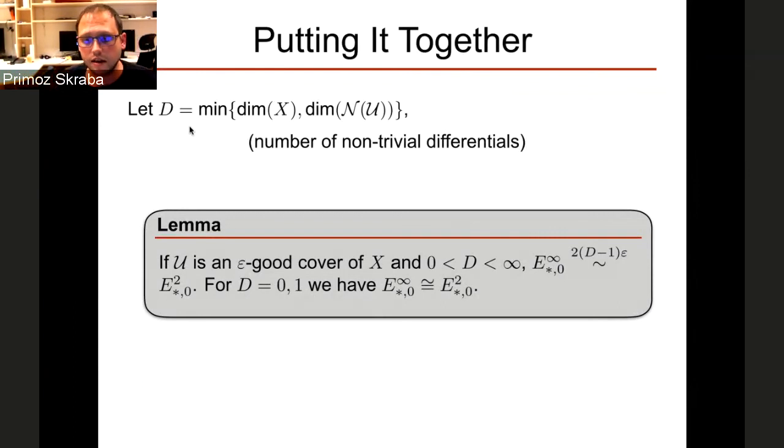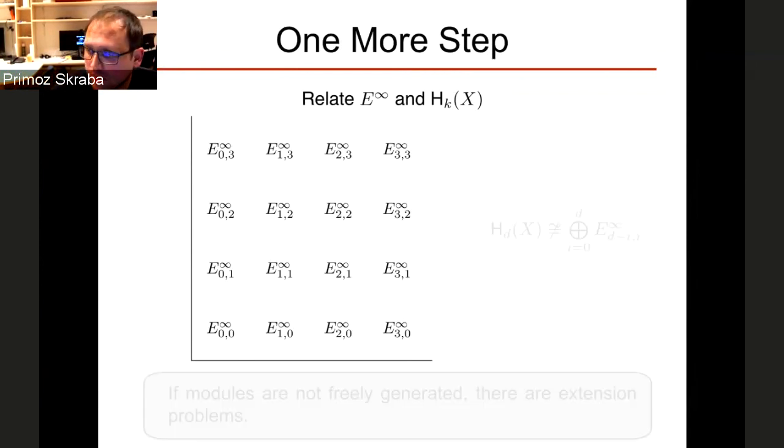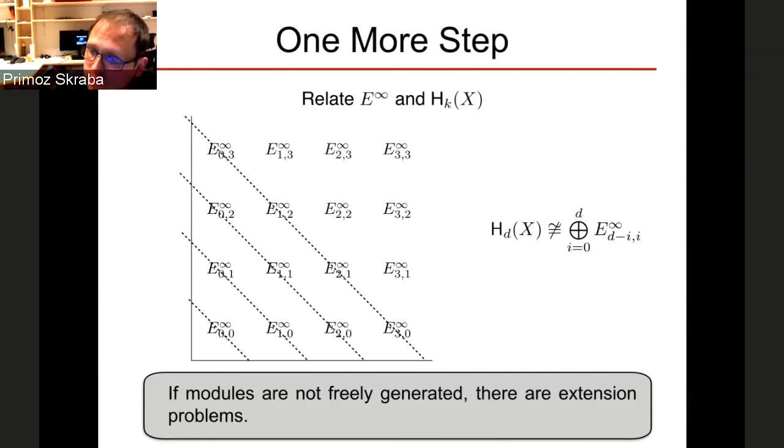Okay, so if we were in a really nice situation, we'd be done now, right? Because I had it written that E infinity is what we want out, but unfortunately we're not quite done. So there's one more step. We need to relate the E infinity page back to the homology of the space. So even though what I'd written before is that it's the direct sum of these anti-diagonals, it's unfortunately not true. It's only true if the modules are freely generated. Now, in the case of a good cover, because everything was 0, extension problems are kind of trivial. Whereas in general, because we have epsilons here, we can't really ignore the extension problem.